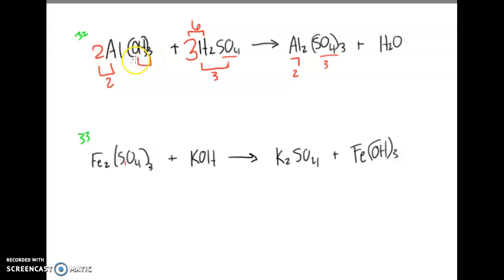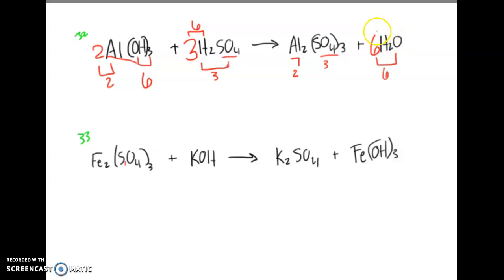So let's count oxygens over here. This is 3 times 2. So I have 6. And I'm not going to count this oxygen because that's already balanced. We balanced our sulfate. That oxygen doesn't count towards total oxygen. So we have 6 over here. Here I only have 1. So I need to put a 6 there to make it 6.